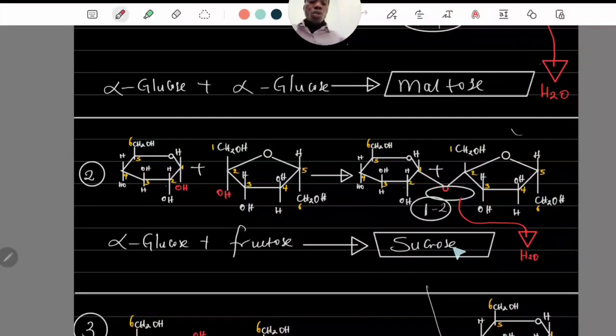So this is sucrose. Water is given off. Pause the video here to take note of the differences they have. If you have to do that, it's very important. All right, that's making sense.